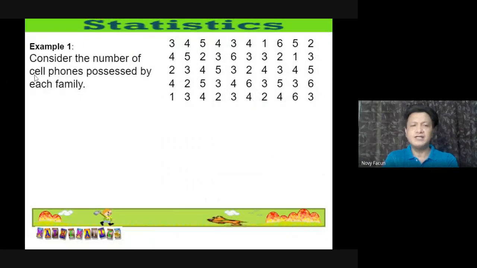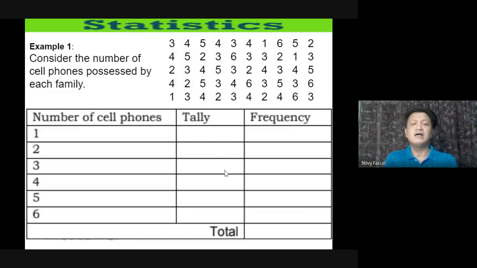So let's start. Example natin number 1. Consider the number of cell phones possessed by each family. Ito yung data natin. And then syempre balikan natin yung ating step. You're going to write first the table. 3 columns dapat lagi yan. And this is number of cell phones. Ito yung tinatawag nating class or classes kapag nasa group tayo. And this is tally, yung frequency.